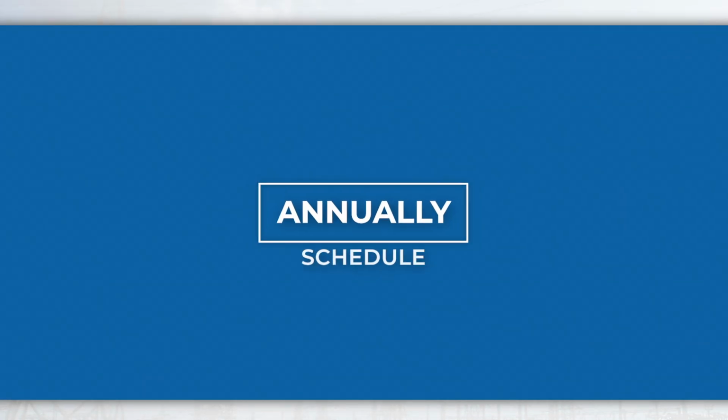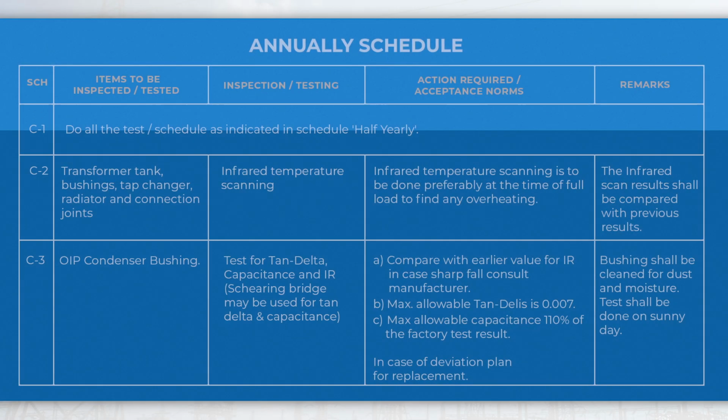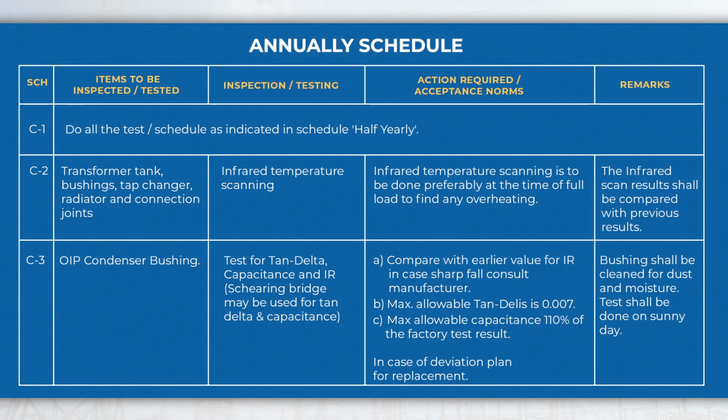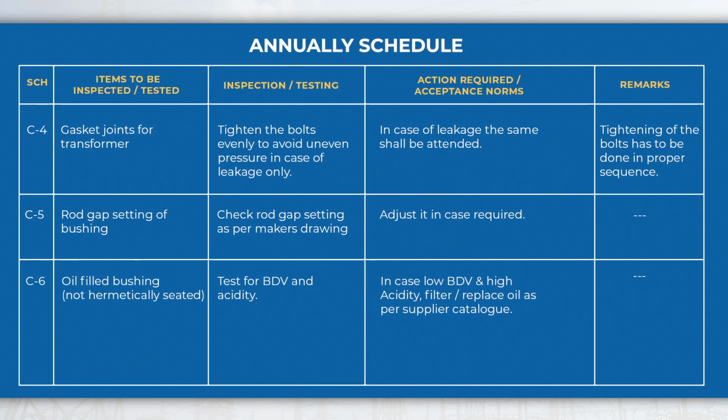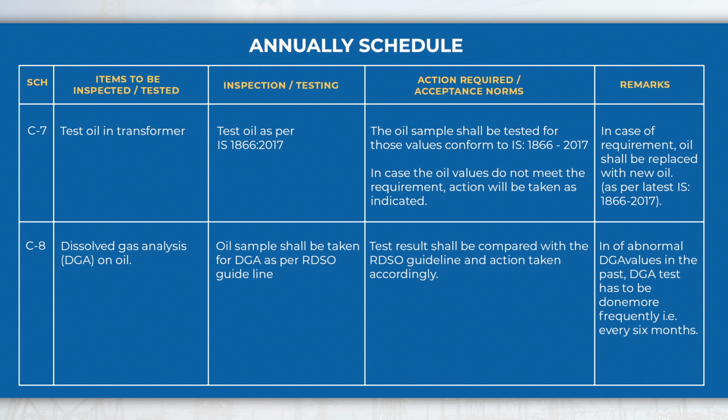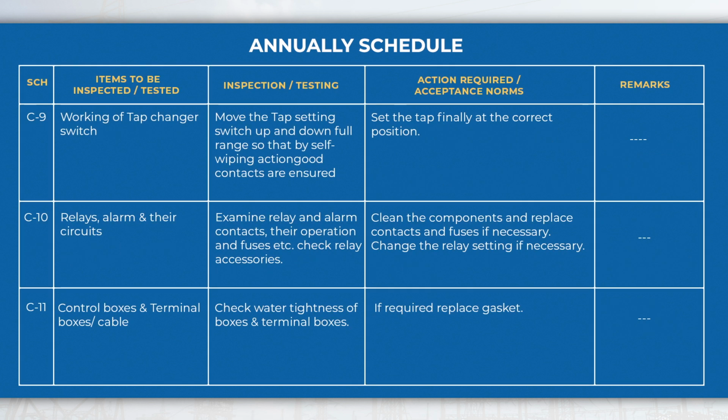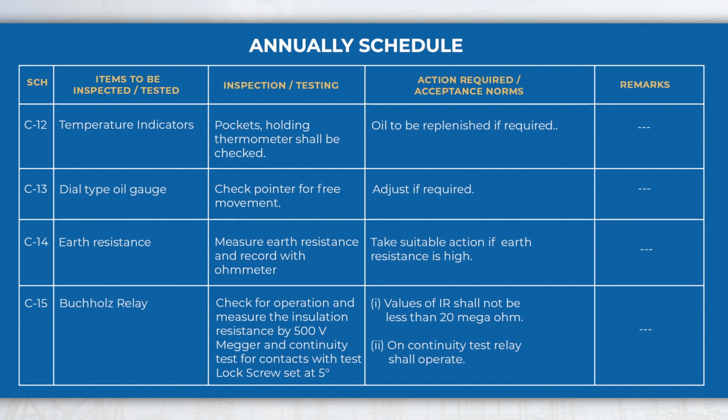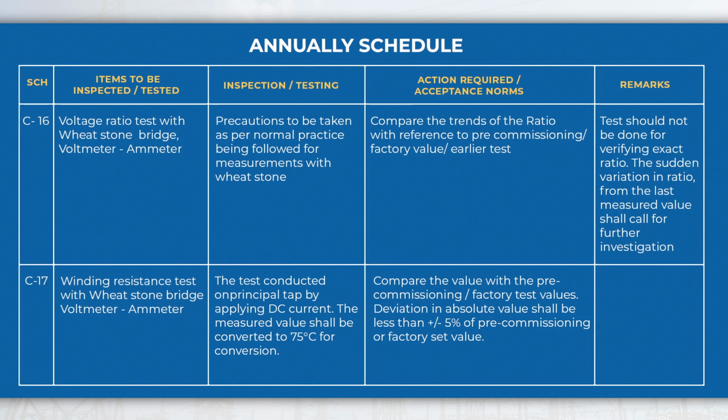In the annual schedule, some of the activities to be done are: do all the activities as per the half-yearly schedule, thermography and tan delta test, check cover gaskets, rod gap setting, and do oil testing such as BDV, acidity and DGA test, check tap changer functioning, relay, alarm contacts, water tightness of box, check thermometer indicator, oil gauge, earth resistance test, check Buchholz relay, do voltage ratio test, and winding resistance test.